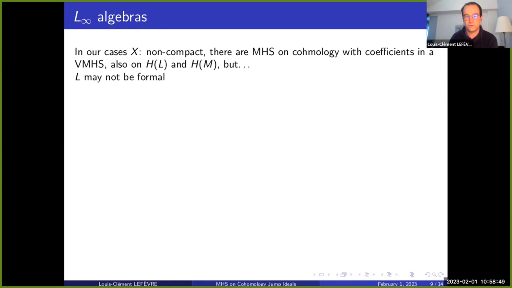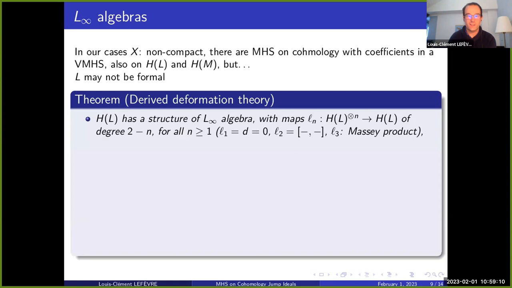But for this, one great tool comes from derived deformation theory. The great discovery of derived deformation theory is that you cannot do formality, but on the cohomology of L it has a higher structure, called an L-infinity algebra. It has maps Ln of each degree for each n bigger than one. L1 is usually the differential, so in this case it's zero. L2 is the induced Lie bracket on cohomology. And L3 is classically known as the Massey product. So on the cohomology of any manifold or topological space, you have the Massey product that gives obstructions to formality. If they don't vanish, then your space is not formal.